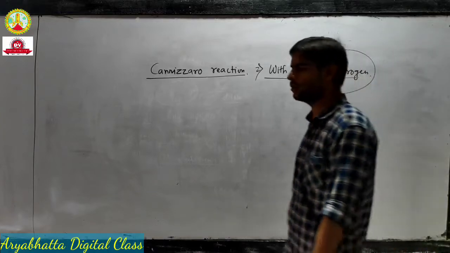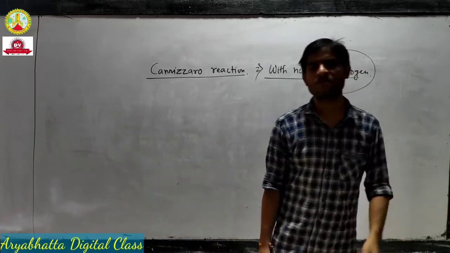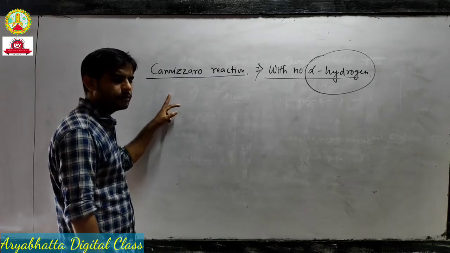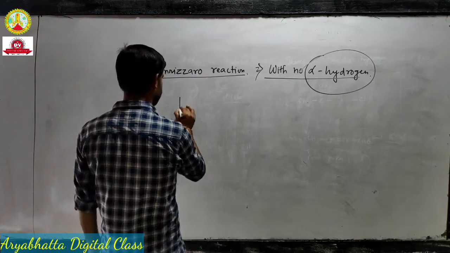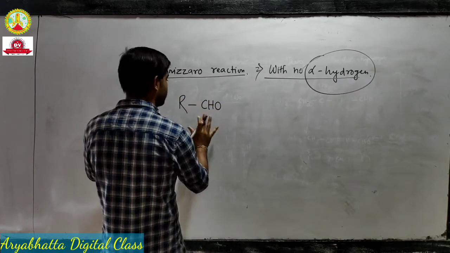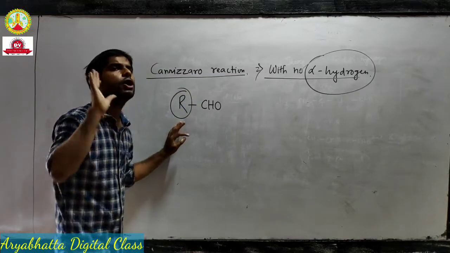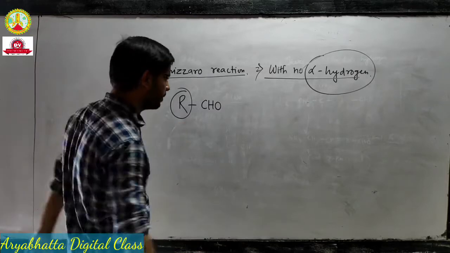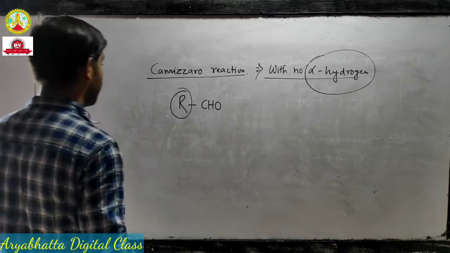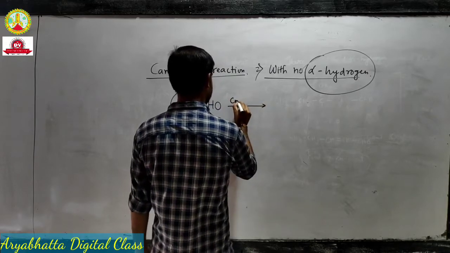If alpha hydrogen is missing, then we will have Cannizzaro reaction, and if alpha hydrogen is present, then we will have aldol condensation. We will see that the reagent is similar, and it's very easy. If you have CHO, I assume that this R contains no alpha hydrogen. Keep in mind that it contains no alpha hydrogen. You will need concentrated KOH.